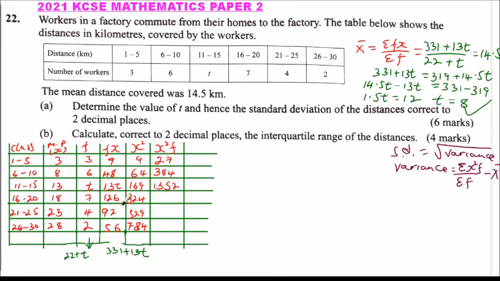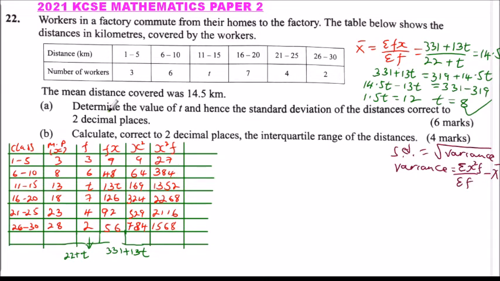1352. 7 multiplied by 324, you get 2268. Then you 4 times 529, you get 2116. And finally we have 2 multiplied by 784. You get 1568. So that's what we need.